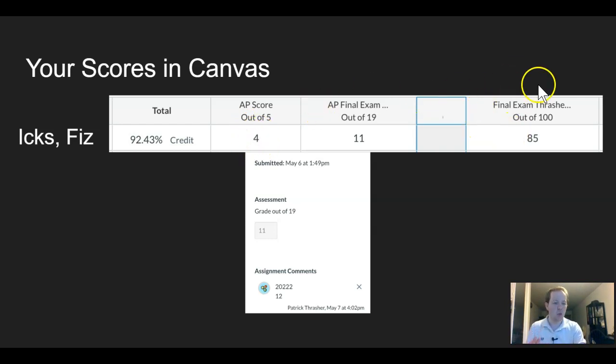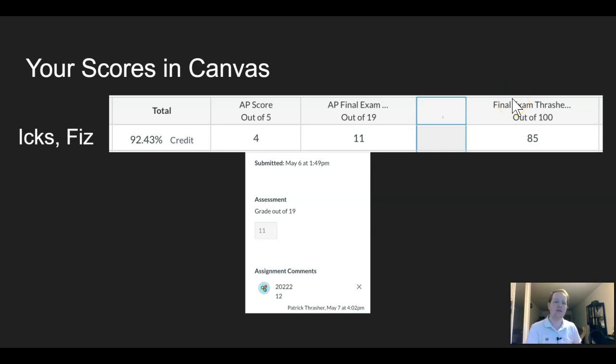Now this last one over here, final exam Thrasher score. This is the part that is affecting your grade. Remember, technically the final exam is 10% of your grade. I know that's not as meaningful since we have this credit, no credit. But I decided just to keep the same rubric we were discussing before we had this coronavirus.